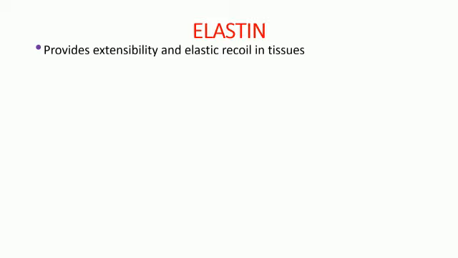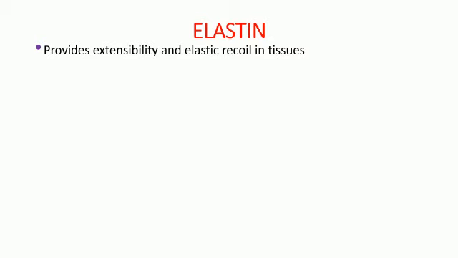So at first, let us come to elastin. Elastin also is somewhat similar to collagen, but there are a lot of differences also. What is the major purpose of elastin? As its name suggests, it provides extensibility and elastic property, the elastic recoil property wherever it is present. So in the tissues where it is present, it provides elasticity characteristics.